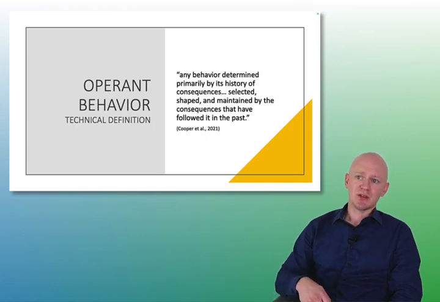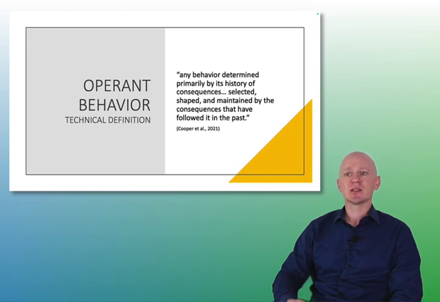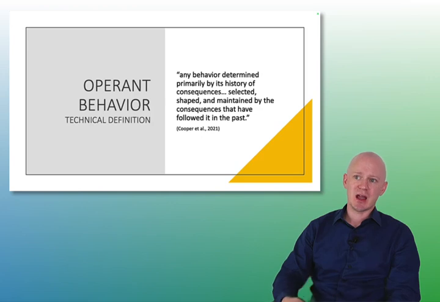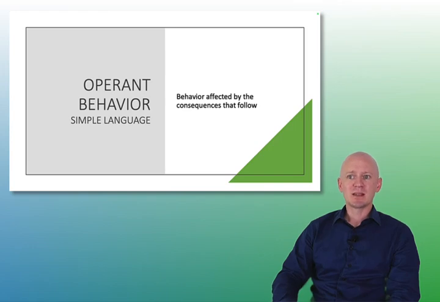Now, respondent behavior differs from operant behavior. Operant behavior is any behavior that's determined primarily by its history of consequences. And remember, a consequence is something that happens right after the behavior of interest. Operant behavior is selected, shaped, and maintained by the consequences that have followed it in the past. So the difference here is we typically talk about operant behavior as learned behavior. In simple language, operant behavior is behavior that's affected by the consequences that follow it.